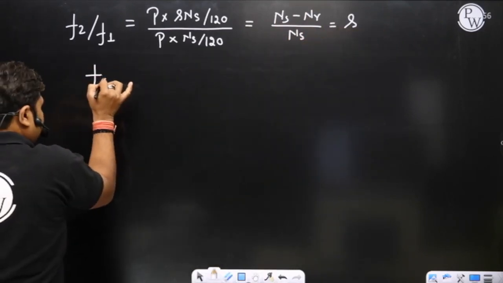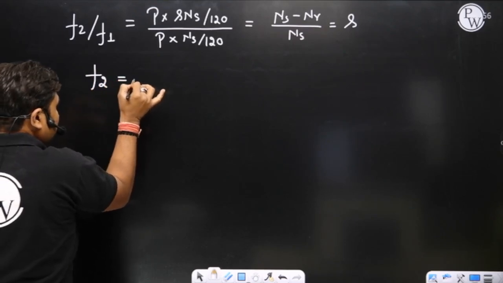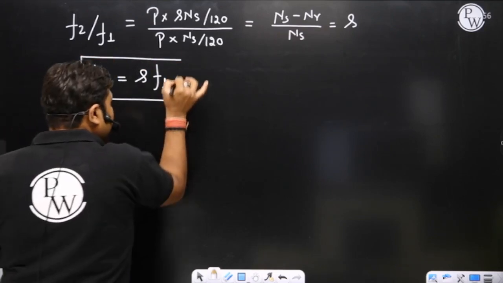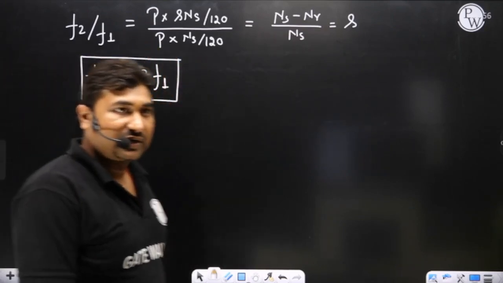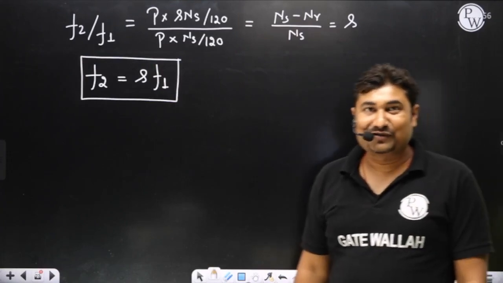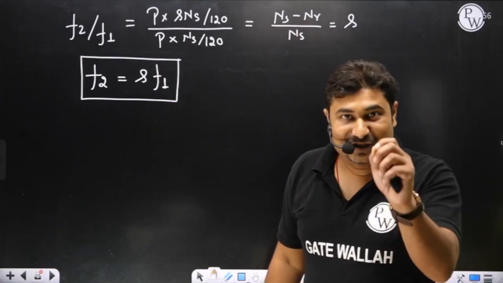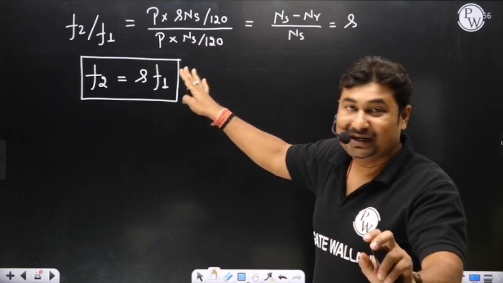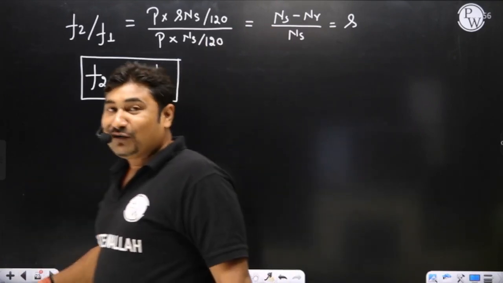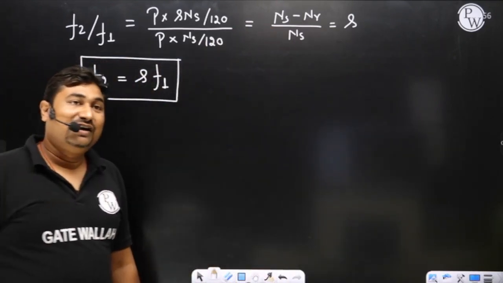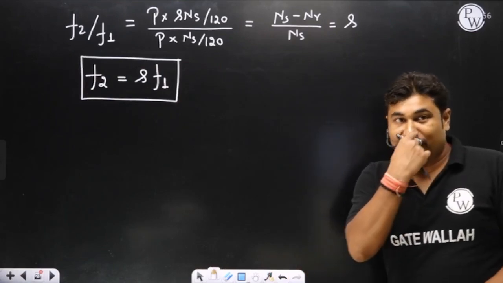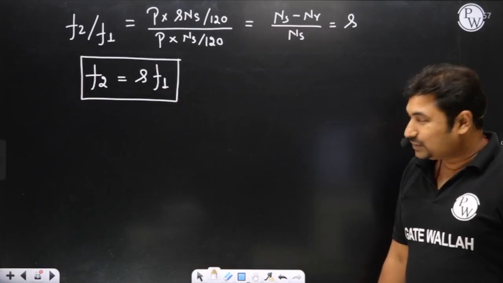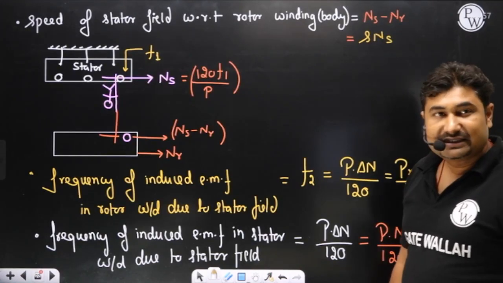Frequency of induced EMF in the shorted winding is slip times the frequency of supply. I know you may be unable to understand this, but this is the greatest thing, and soon I am going to elaborate on it. Frequency of induced EMF is slip times the frequency of supply. Up to this part everything is clear?